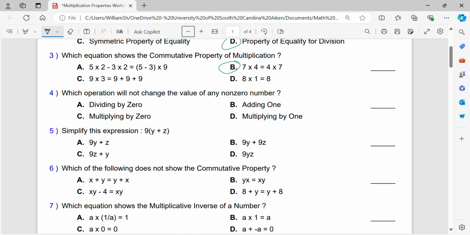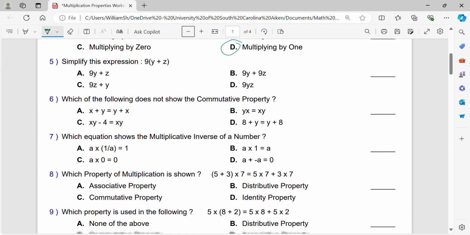Which operation will not change the value of any non-zero number? Okay. Which operation will not change the value of any non-zero number? This one should be pretty straightforward. That's our identity property there. Multiplying it by 1 will not change the value of any non-zero number.